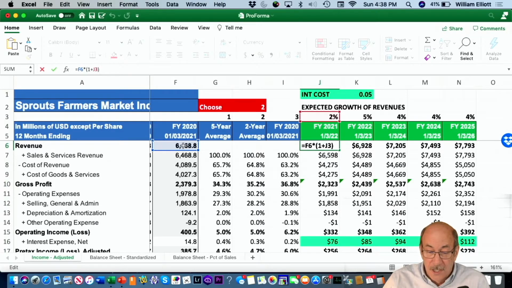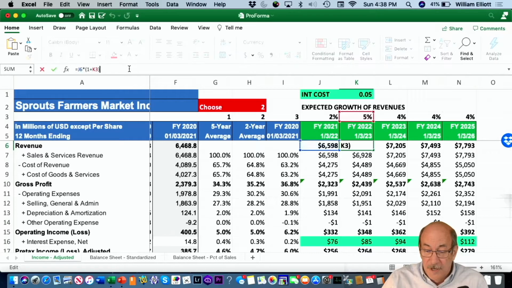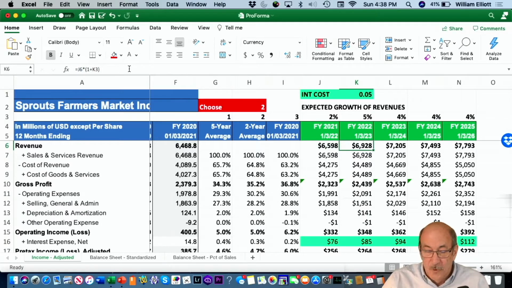So I took the 2020 revenue times 1 plus my 2%, or my cell reference here, just happens to be 2 at this point, and that becomes my new revenue for 2021. And then this one I decided to grow at 5%, and the last 3 I decided to grow just at 4%. And obviously, the 2022 references the 21 revenue, and it grows it at 5%. And so on for 23, 24, and 25.